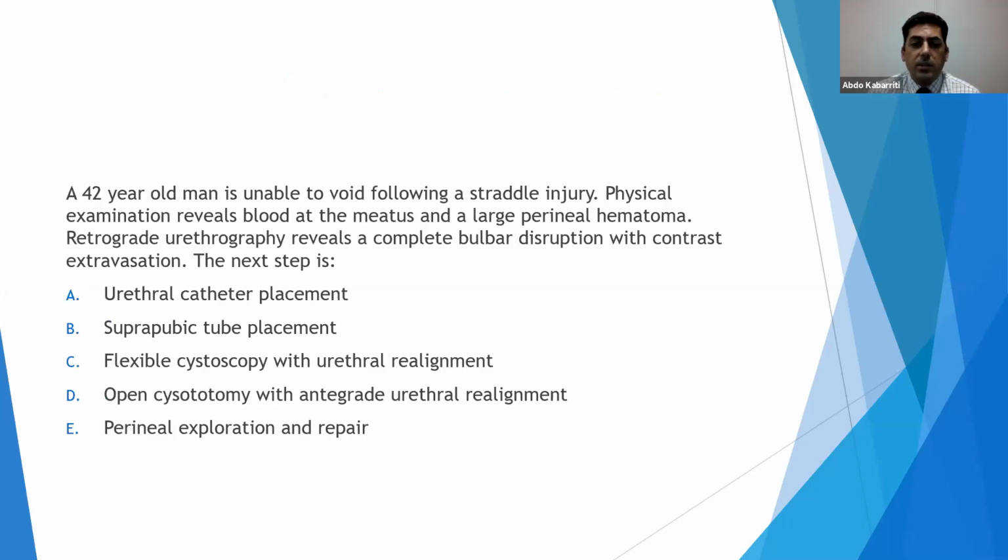So a 42-year-old man is unable to void following a straddle injury. Physical exam reveals blood at the meatus and a large perineal hematoma. Retrograde urethrogram reveals a complete bulbar disruption with contrast extravasation. The next step is, again, as we discussed, this is a patient who's got a complete bulbar disruption and a pretty significant amount of extravasation.